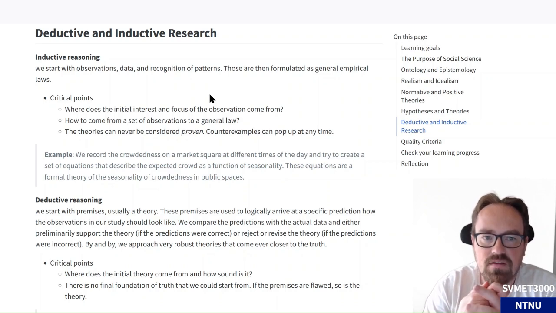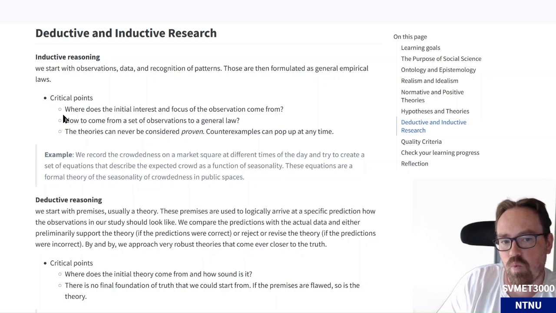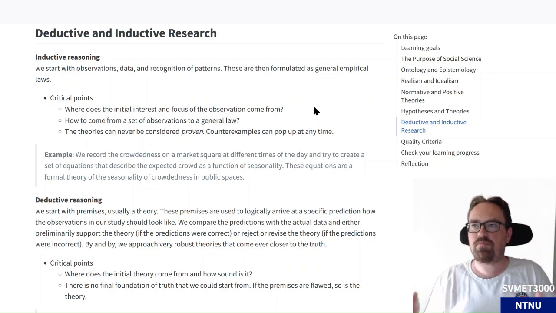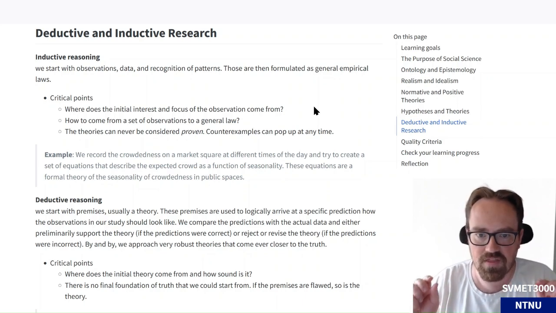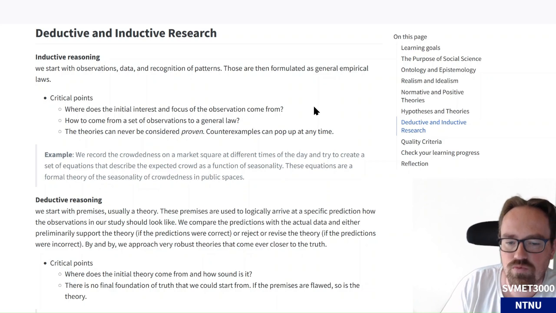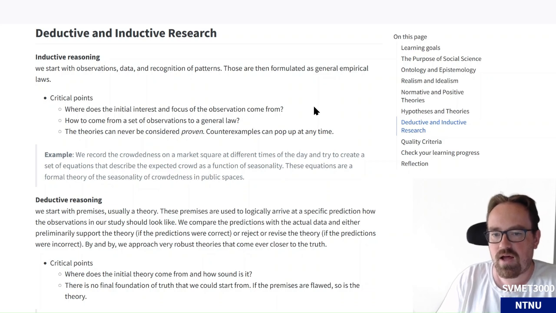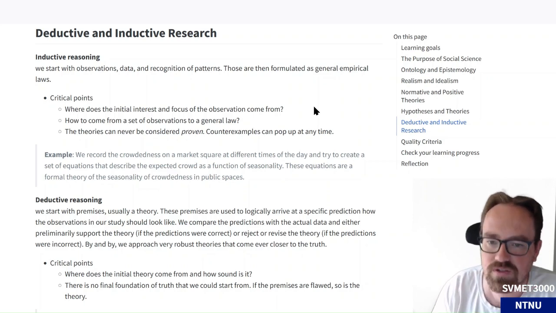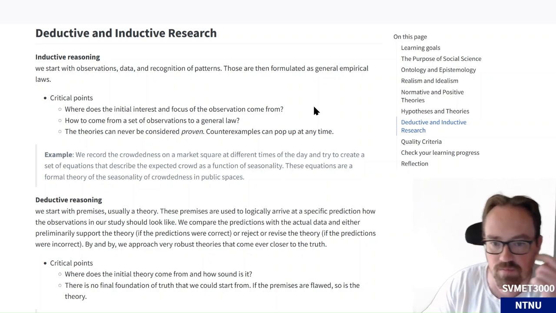However, this is criticized quite often, such an inductive approach. The most critical points are, where does this initial interest and focus of the observation come from? So you pick a certain thing that you observe, you pick certain aspects of that reality that you observe. You make lots of choices and we don't really know where they come from. They might come from your mental preconceptions and form something like a proto-theory, even though it's not formalized as a theory.